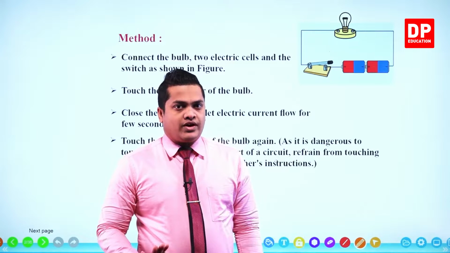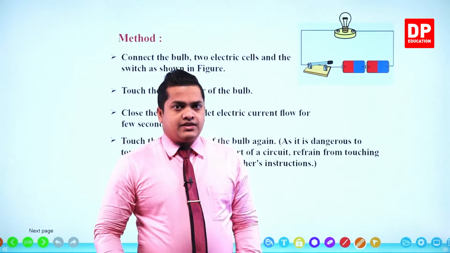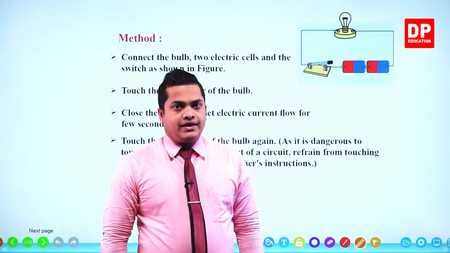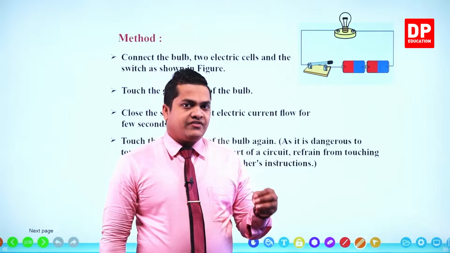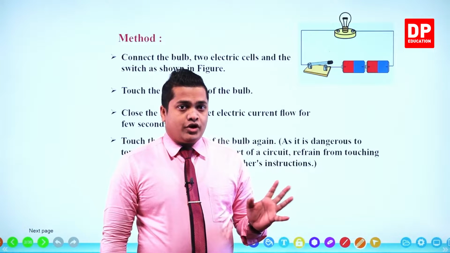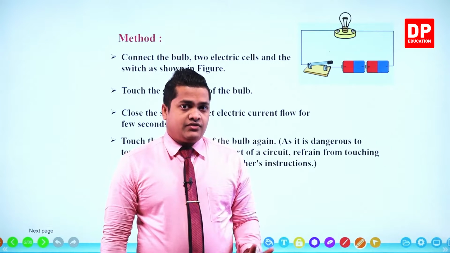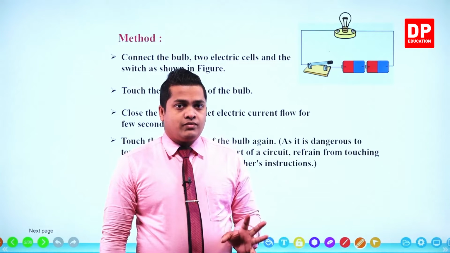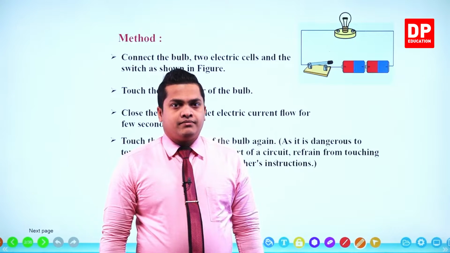So it's wise to use either a smaller number of electric cells or somewhat drained cells. That way we can heat the bulb up to a certain level so that we can touch it without any trouble. Now if you provide a large amount of electricity, it would definitely heat, and if you touch it with bare hands, you might get bruises or your hand will get burned.